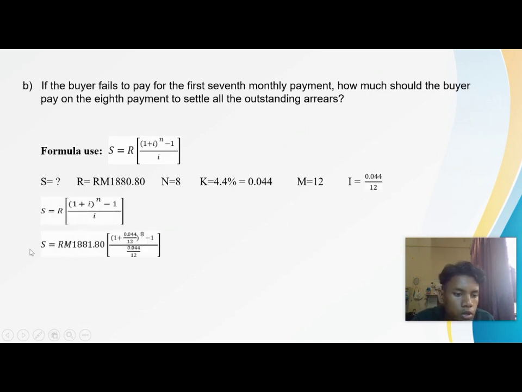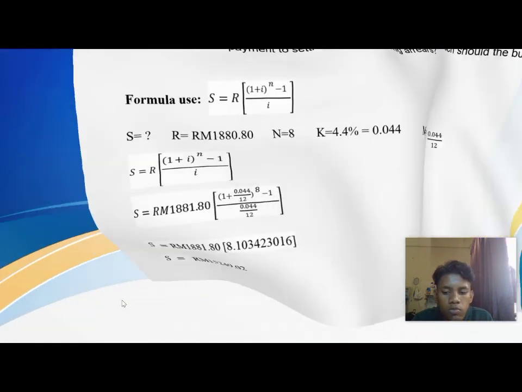So we put the formula first. So we put S equals RM1,881.80 open bracket 1 plus 0.044 over 12 bracket power of 8 minus 1 divided by 0.044 over 12 close bracket. Now we will get S equals RM1,881.80 times 8.10342316. So we get the answer, which is S equals RM15,249.02. Thank you.